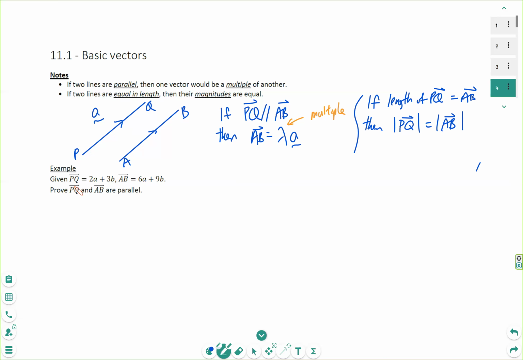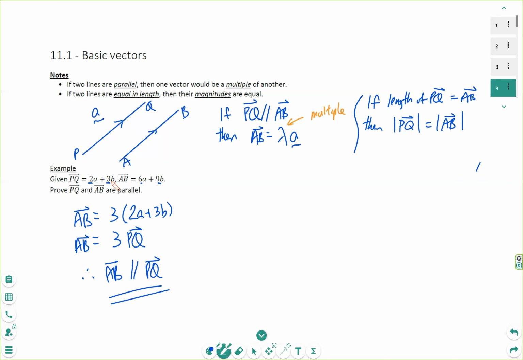Okay, so given PQ is 2A plus 3B and AB equals 6A plus 9B, prove that PQ and AB are parallel. So if we look at the numbers 2, 3, 6, 9, they look like AB could be factorized. So AB, if I factorize 3, I get 2A plus 3B. So 2A plus 3B is the same as PQ, so 3PQ. So AB equals 3PQ. Therefore, AB is parallel to PQ. And in fact, AB is actually 3 times longer than PQ. So done. Okay, so all we need to do is to show they have the same vector.